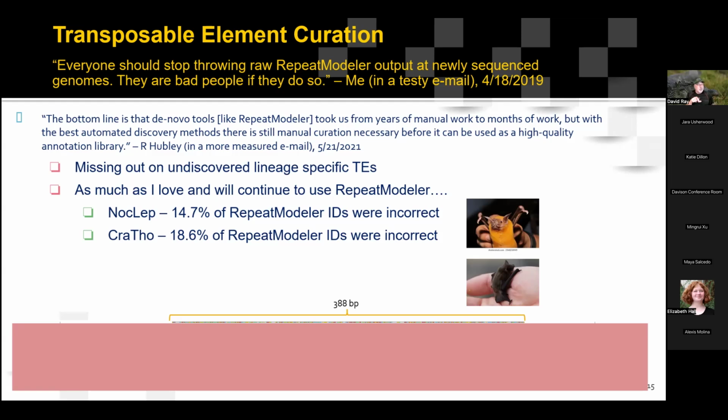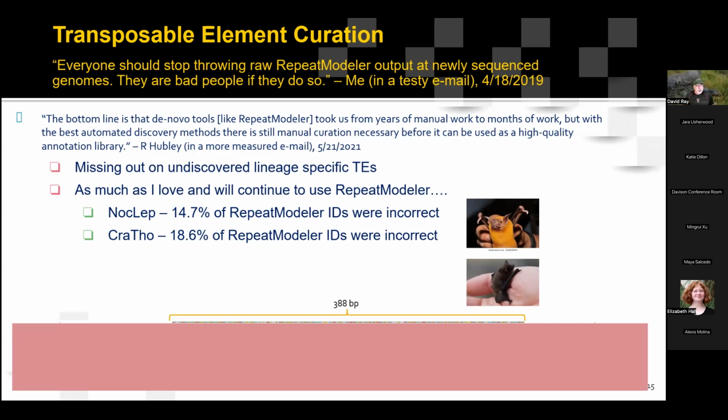Just for example, in Noctilio leprinus, the bat that you see right there, 15% of the IDs from RepeatModeler are wrong. They're just incorrect. And in Cynopterus thonglongii, almost 20% are incorrect.